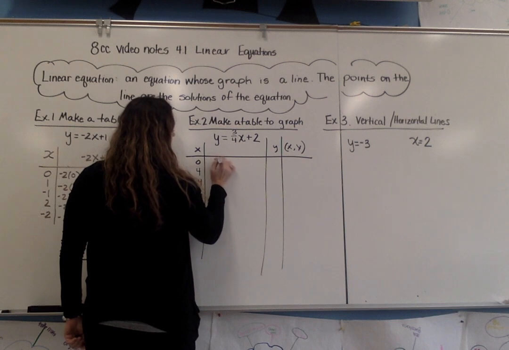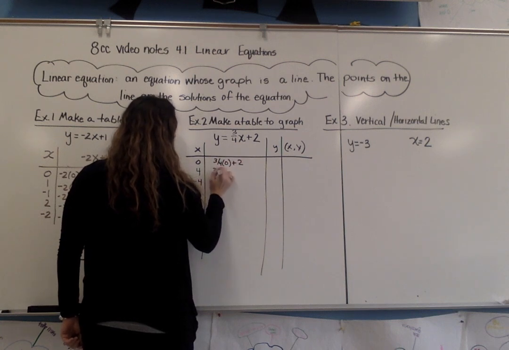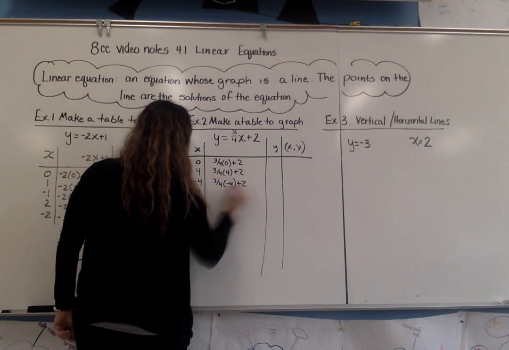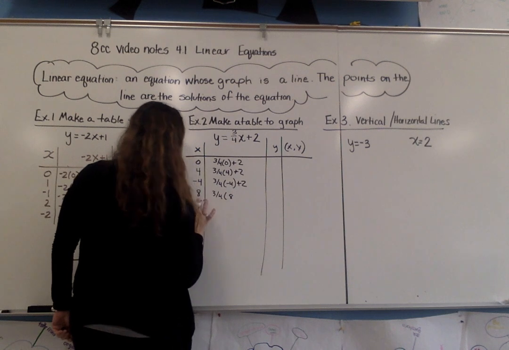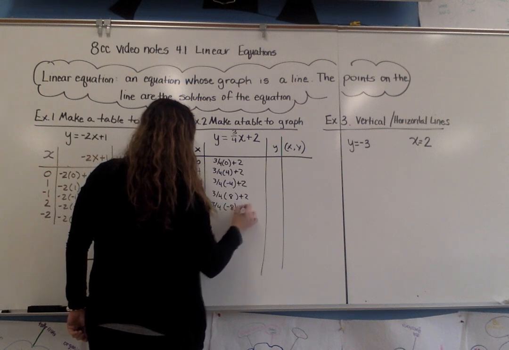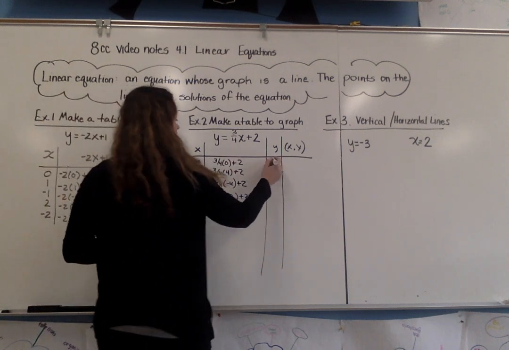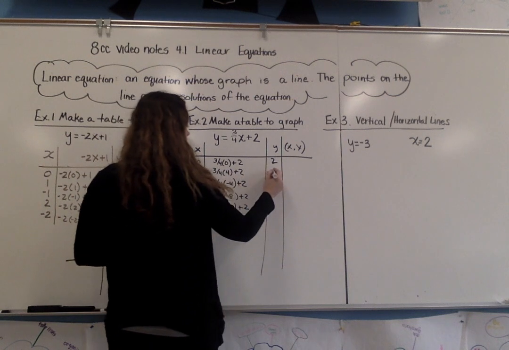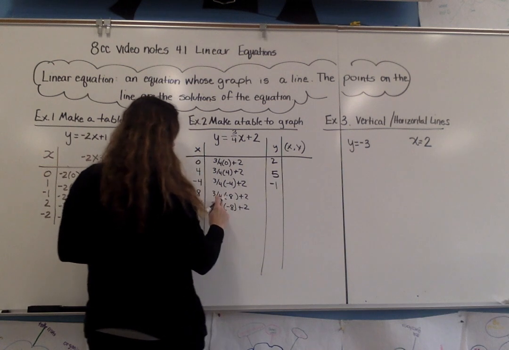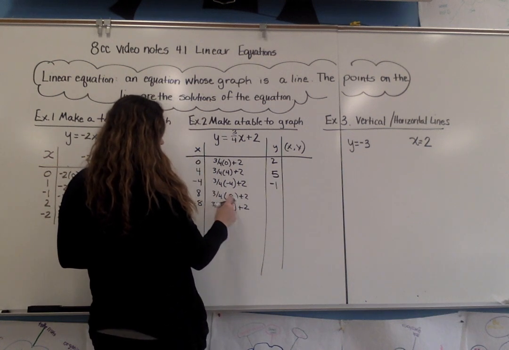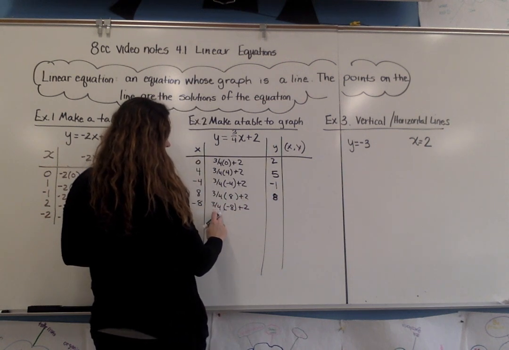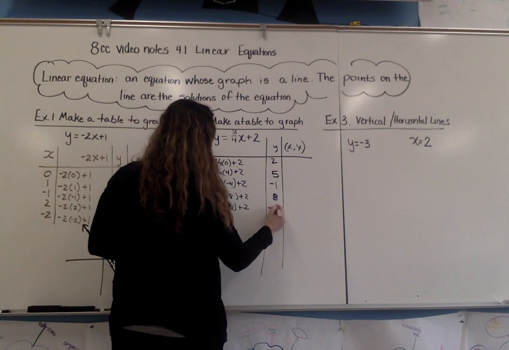So 3/4 times 0 plus 2, 3/4 times 4 plus 2, 3/4 times -4 plus 2, 3/4 times 8, oh, this should have been a -8, plus 2, 3/4 times -8 plus 2. 0 plus 2 is 2. 3 plus 2 is 5. -3 plus 2 is -1. 24 divided by 4 is 6. 6 plus 2 is 8. -24 divided by 4 is -6. -6 plus 2 is -4.